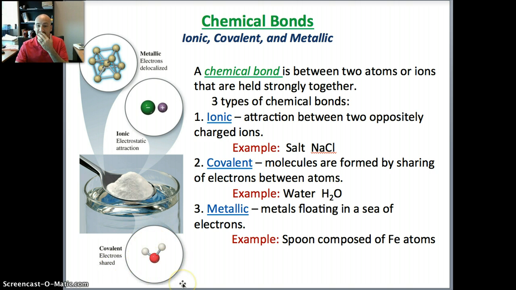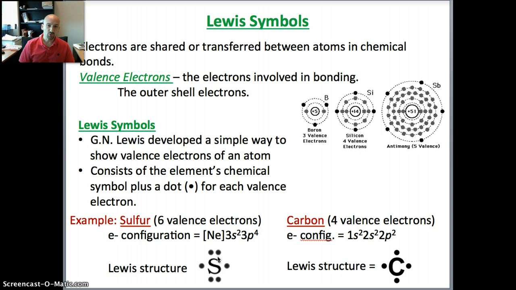And then the last is metallic, which is just metals floating in a sea of electrons, so the electrons are delocalized. We won't talk about these as much. We're really going to focus on ionic and covalent in this chapter. So in all chemical bonds, electrons are either going to be shared or transferred between atoms in a chemical bond.